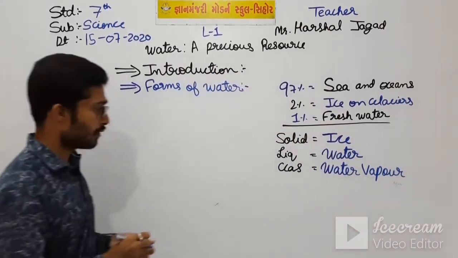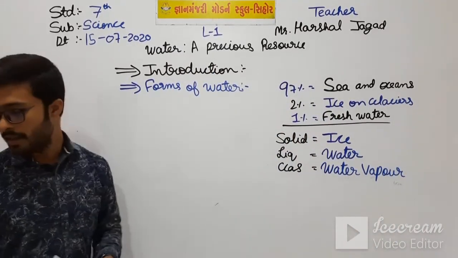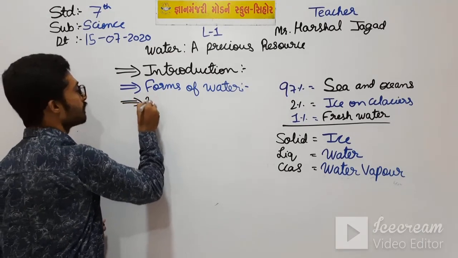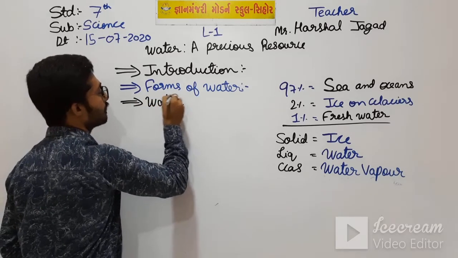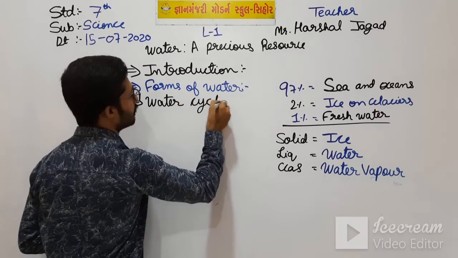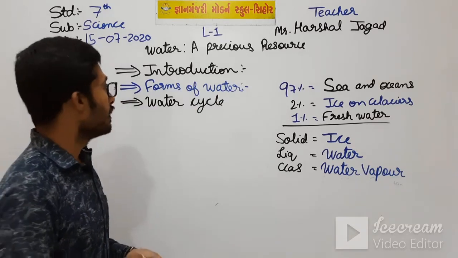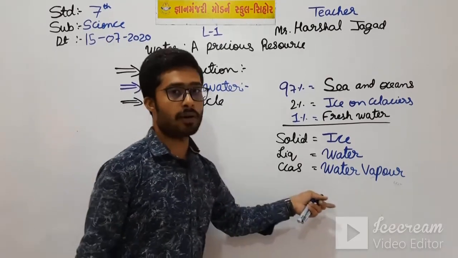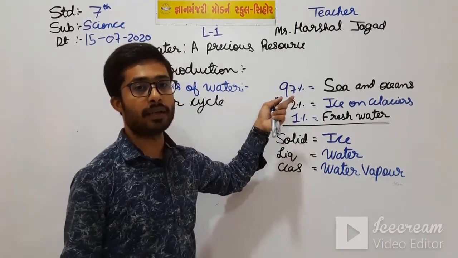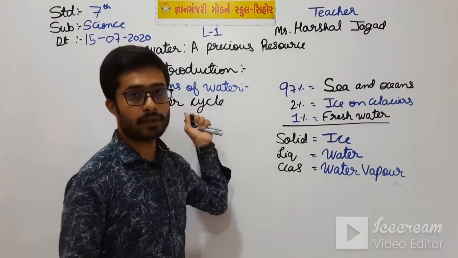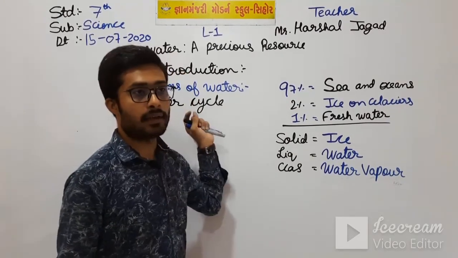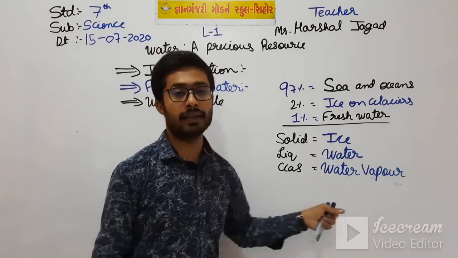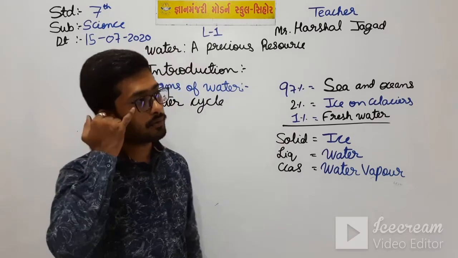Okay students, so in forms of water we have seen that, and third was water cycle. In the water cycle we have seen the whole water cycle, how the sea water forms cloud, and due to the high pressure it travels to low pressure and the cloud falls as rain in the land area, and the water goes back to the sea. This whole process is known as water cycle.